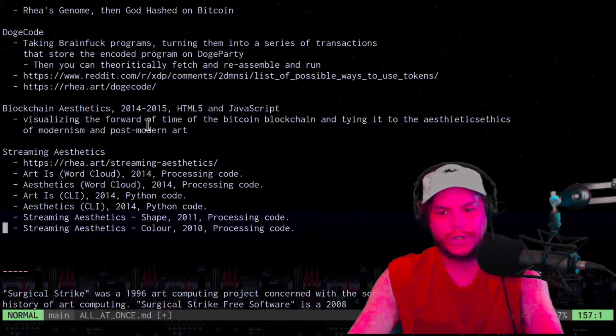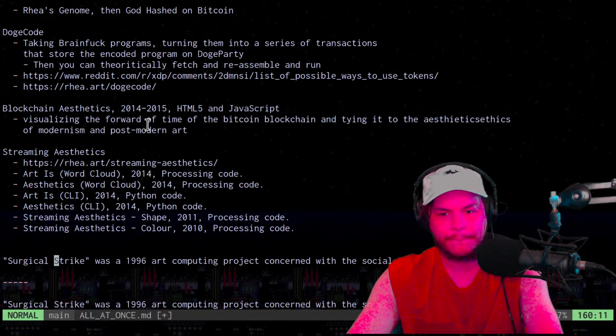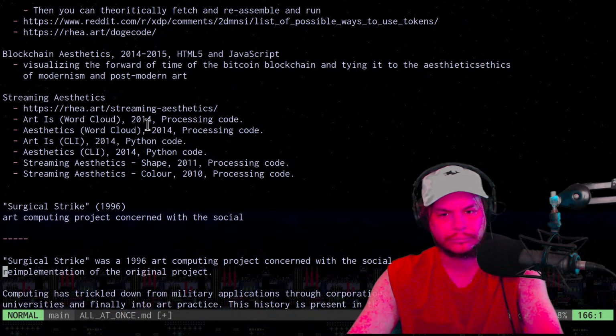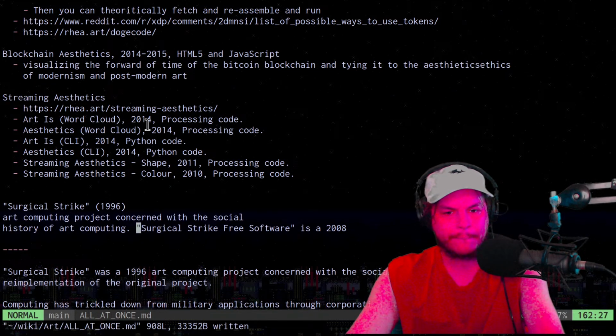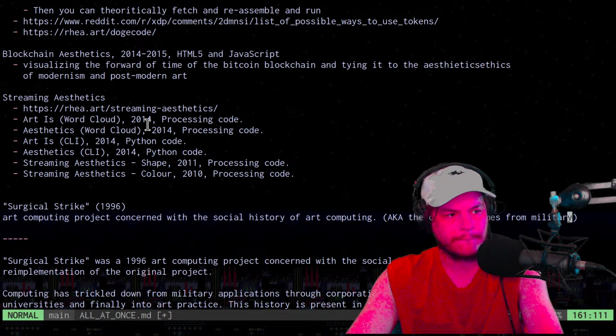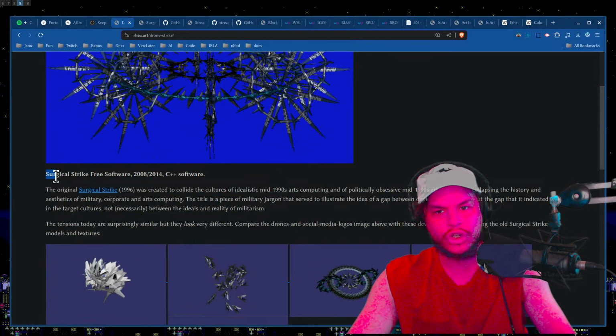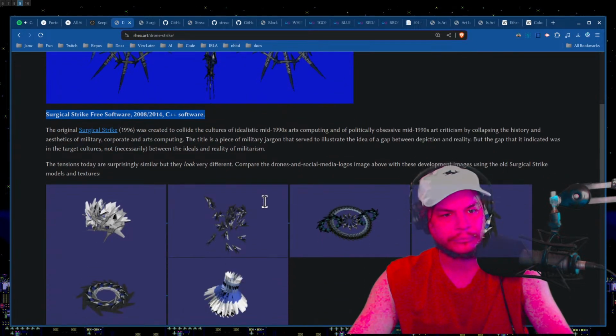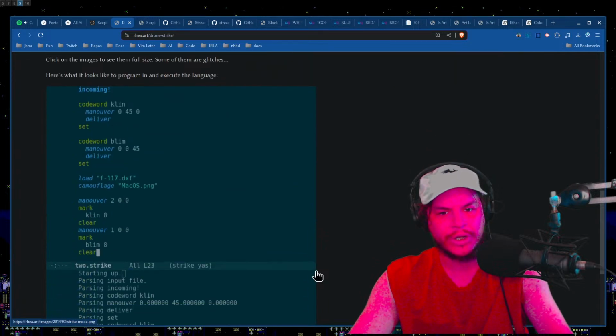So, Surgical Strike. There's 2 Surgical Strikes, right? There's Surgical Strike 96, AKA the computer comes from military. Then the next one is the Surgical Strike free software, which is the rewrite where everything's written by hand. The drones and the social media logos have been updated and evolved as time goes on.